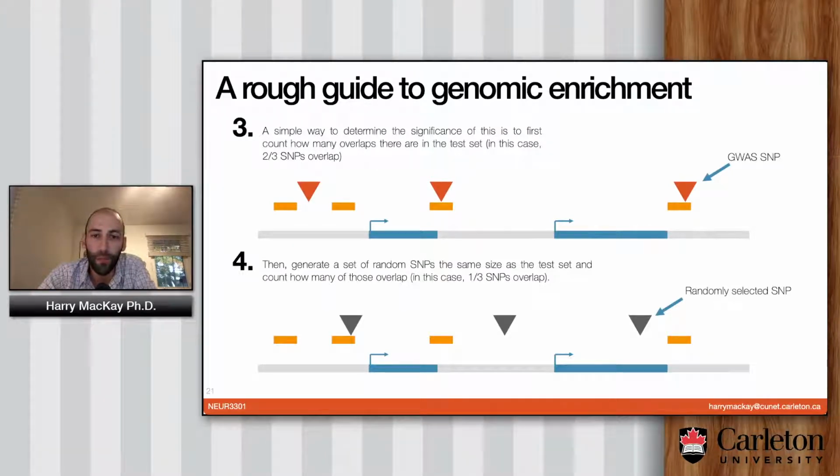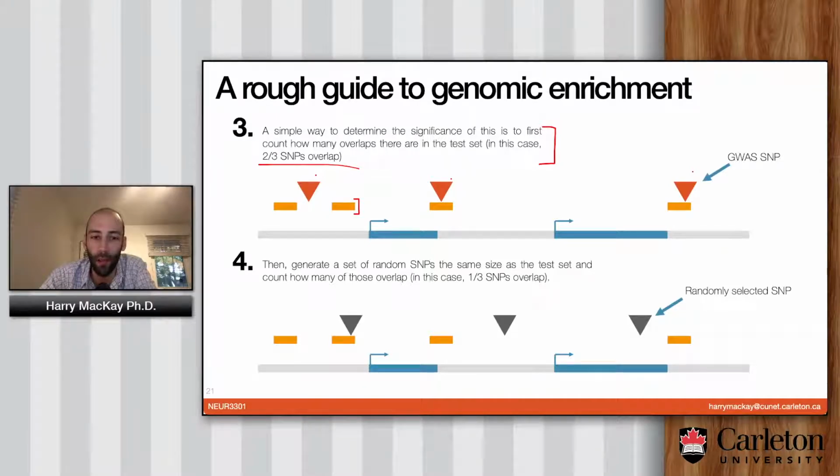So what you can do is count the number of times you have an instance of overlap in your test set. This is the set with the real data. Here we've measured 3 SNPs. This is a cartoon version. We've measured 3 SNPs, and 2 of the 3 of them overlap with this epigenetic feature. One of them doesn't, and there's four instances of this epigenetic feature. So 2/3 of the SNPs overlap.